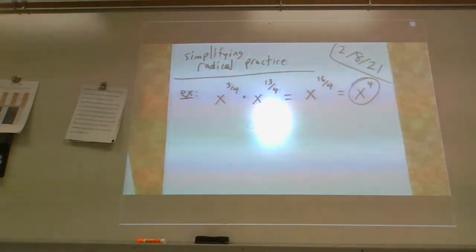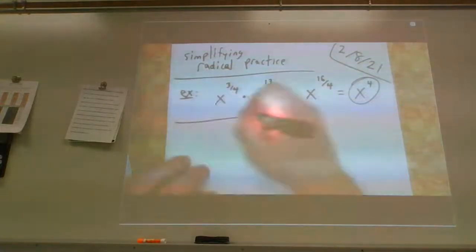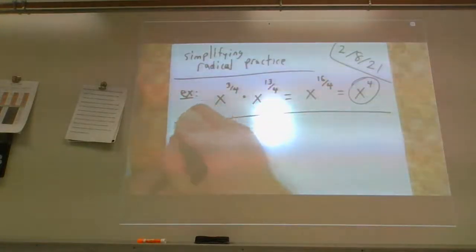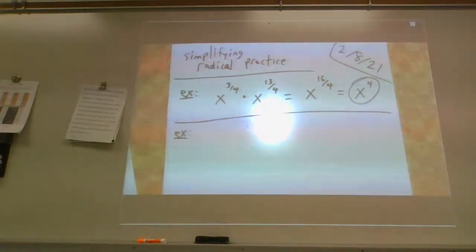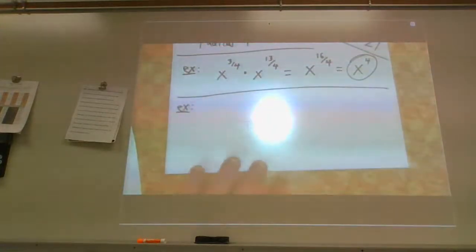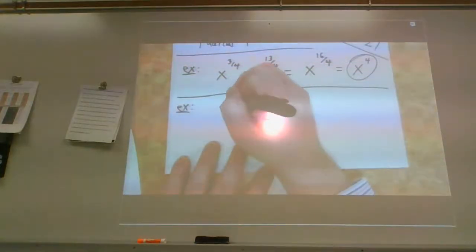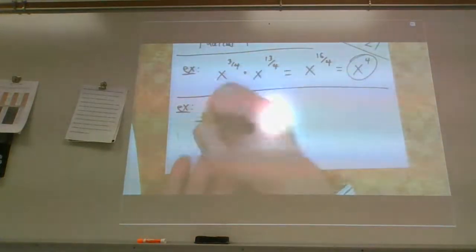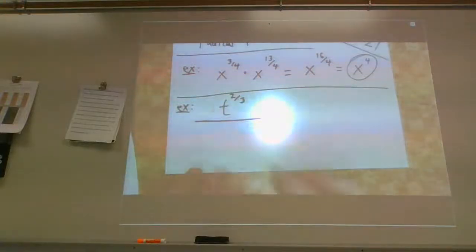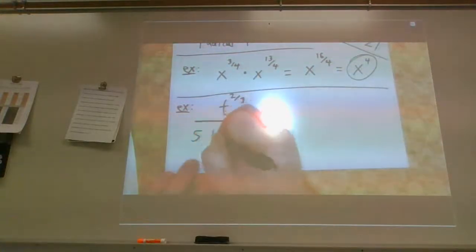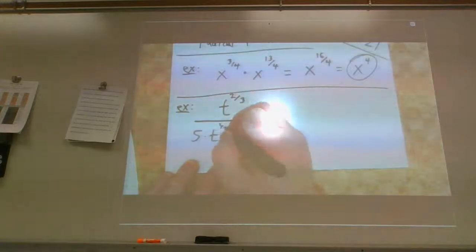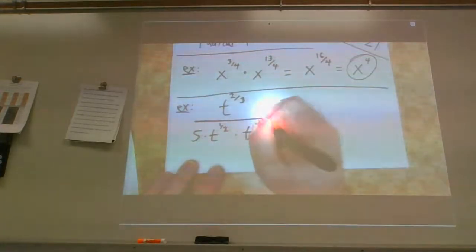Let's try. Ooh, that's a good one. Let's try this one. This is one, again, directly from that worksheet, 6.6, that is in the Google Classroom stream. It is actually problem number 24. T to the 2/3 power over 5 times t to the 1/2 power times t to the negative 3/4 power.